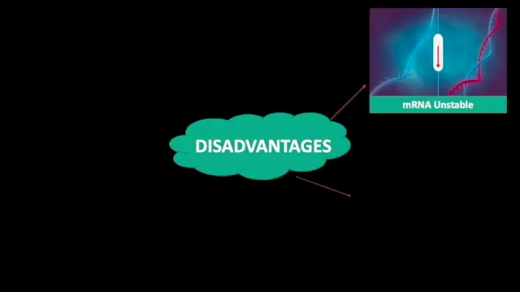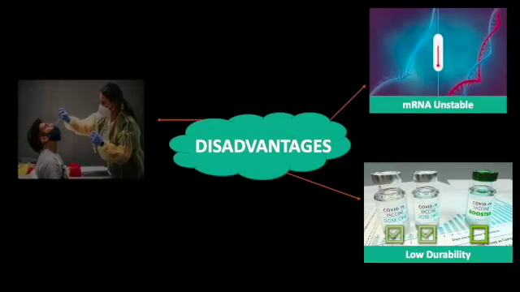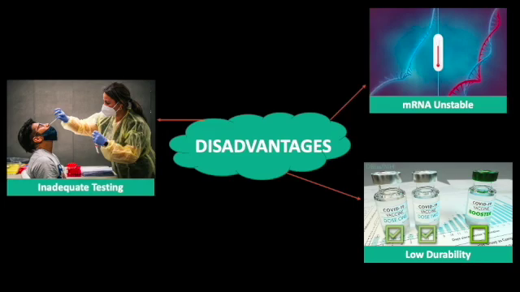Despite the numerous advantages associated with mRNA vaccines, there are still many existing flaws that are very disadvantageous, such as inadequate testing, the instability of mRNA, and the vaccine's low durability.